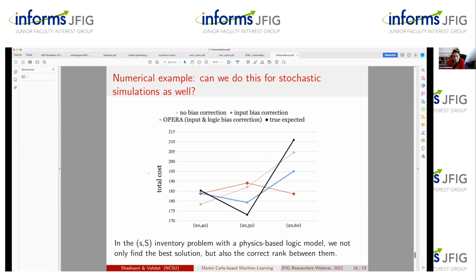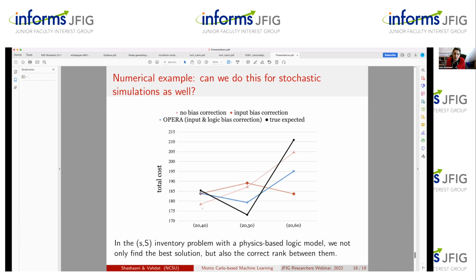So the pink one and the brown line are showing me how I would estimate these different scenarios. So sorry, what is the x-axis? Those are the Z, like the control, right? So the strategy of ordering a new inventory when your inventory is 20 up to 40 and so on, right? So strategy 1, strategy 2, strategy 3, or control 1, control 2, control 3. And I know the optimal one is the middle one from this true expected.